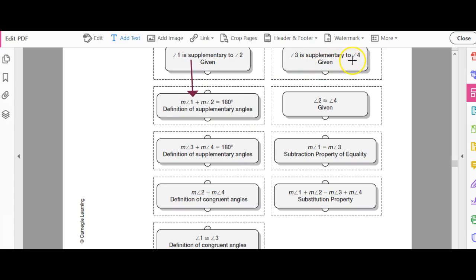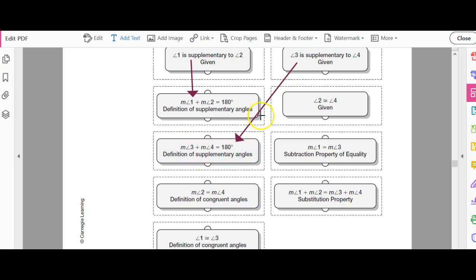Let's look at the next given statement. It says the angles are supplementary to each other, 3 and 4. So when I'm talking about the angles being supplementary, look what I'm doing here. What does it mean that the angles are supplementary? It means that their measures add up to 180.